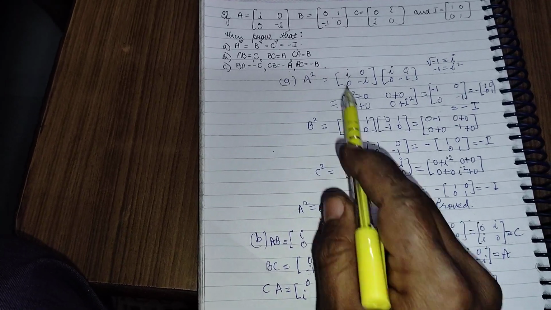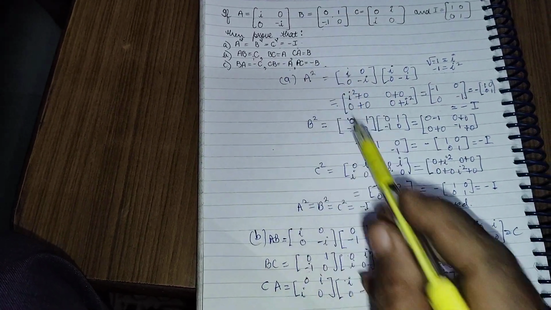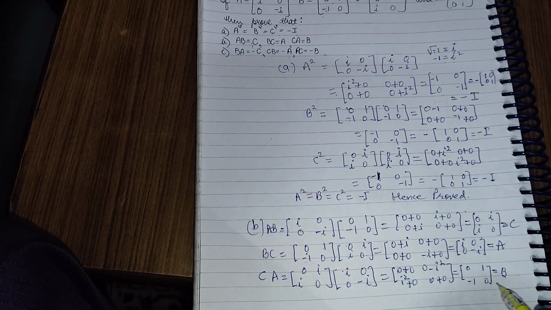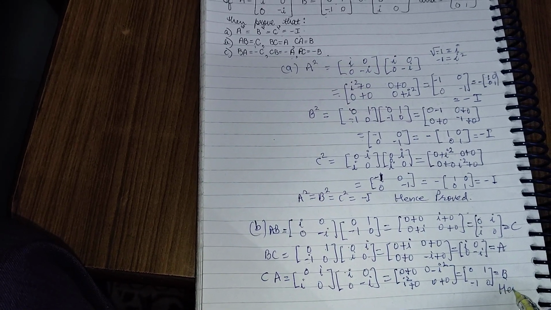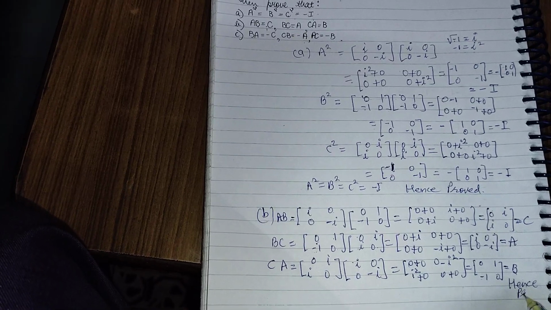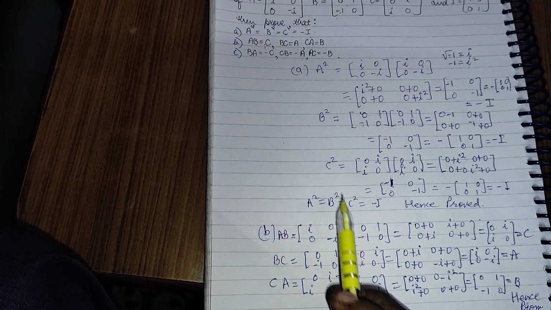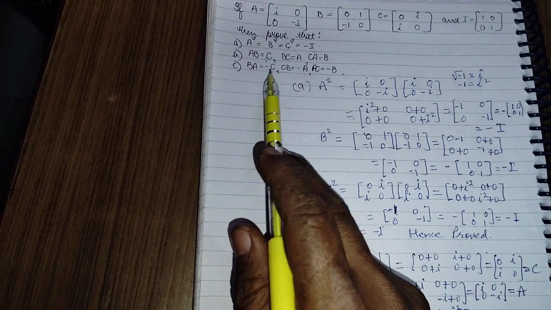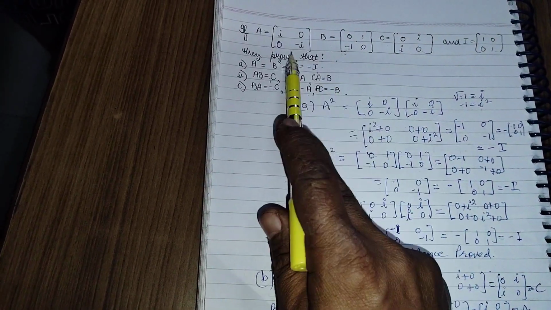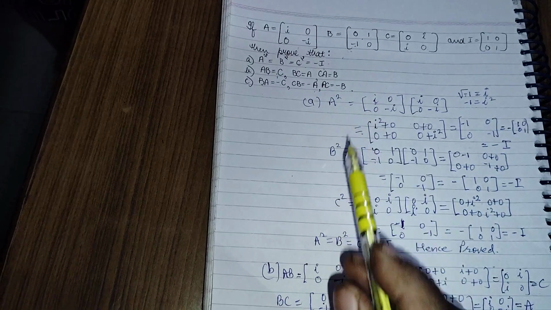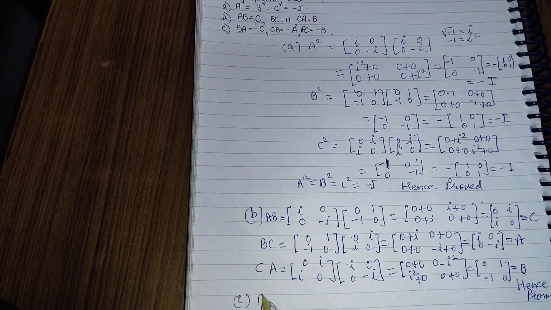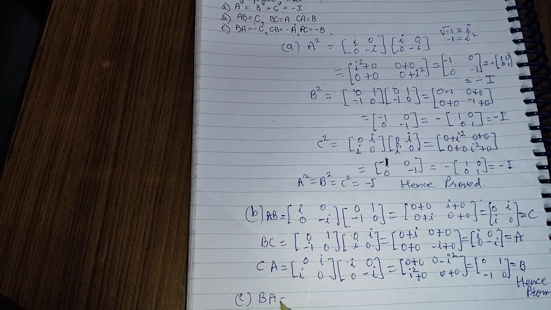This is nothing but equal to B, 0 1 minus 1 0. So we can say it is equal to B. So hence it is also proved here. Next is BA equal to minus C square. So here we multiply B and A, and C also multiplies. That will give us BA. First we find BA.